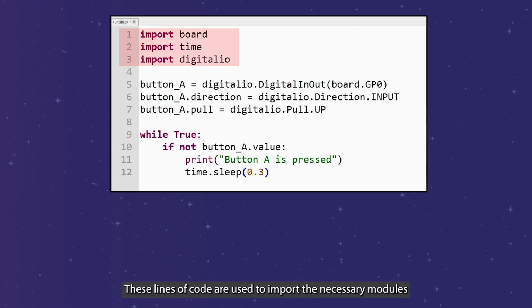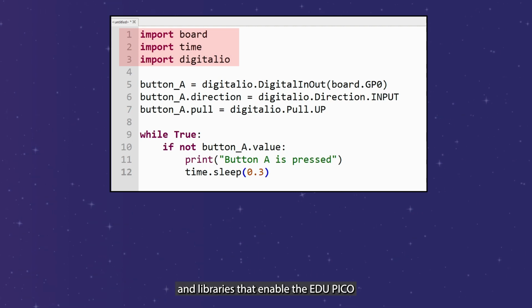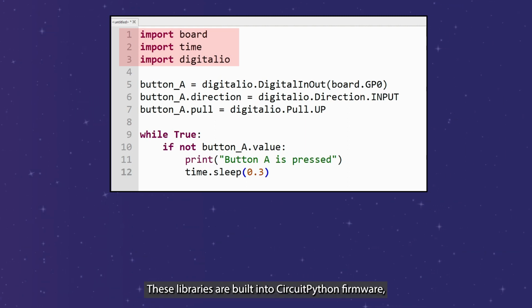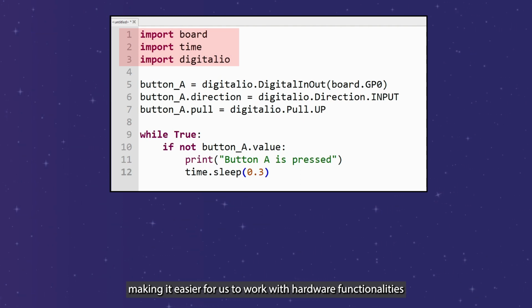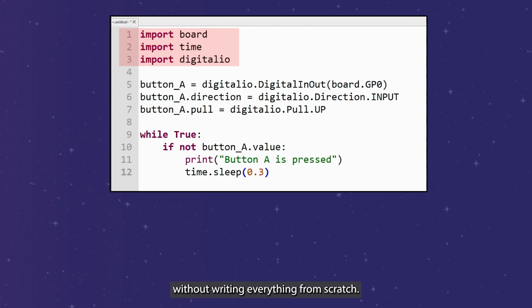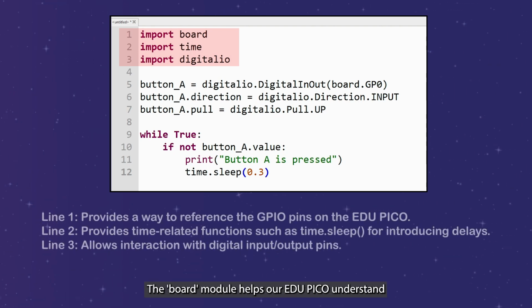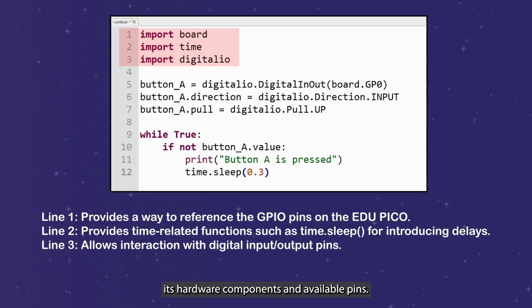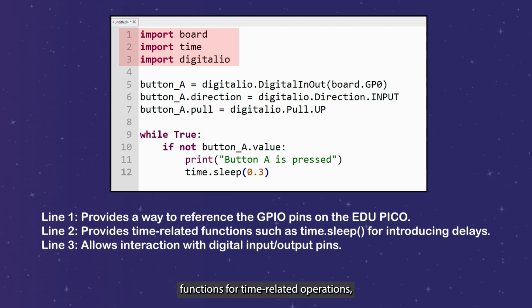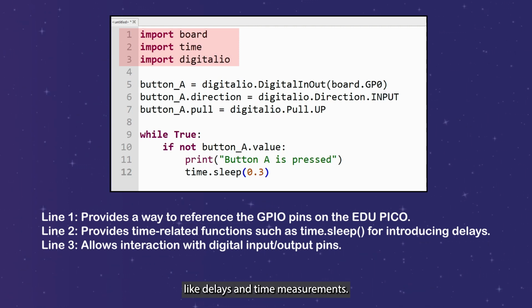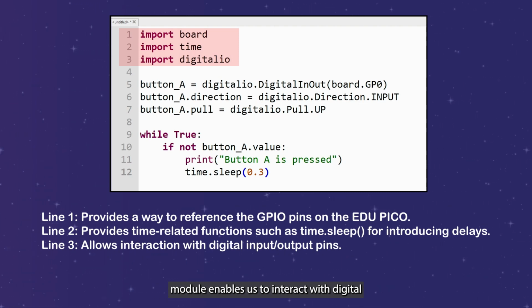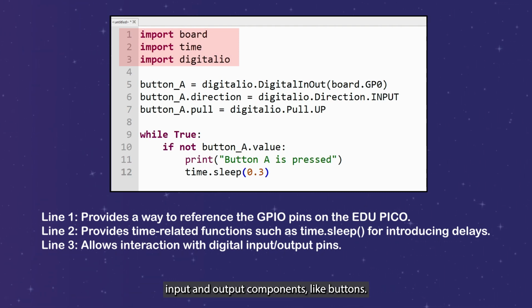These lines of code are used to import the necessary modules and libraries that enable the EDU PICO to understand the functions of button and time. These libraries are built into CircuitPython firmware, making it easier for us to work with the hardware functionalities without writing everything from scratch. The board module helps our EDU PICO understand its hardware components and available pins. The time module provides functions for time-related operations like delays and time measurements. The digital I/O module enables us to interact with the digital input and output components, like buttons.